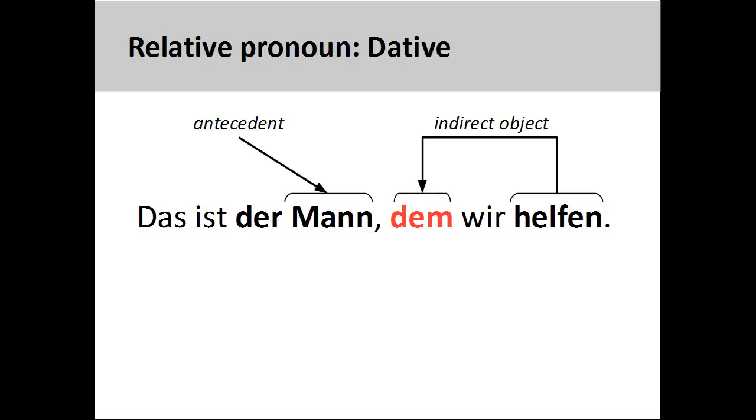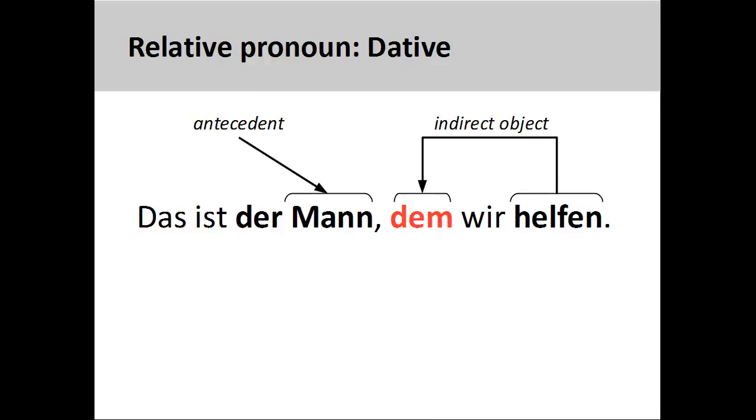In the sentence you see here, das ist der Mann, dem wir helfen, that is the man whom we help, the relative pronoun is in the dative case. The reason for this is that the pronoun is the indirect object of the verb helfen, to help. You will recall that some verbs in German, such as helfen, take an indirect object instead of a direct object, in that the indirect object describes to whom or for whom the action of the verb is performed.